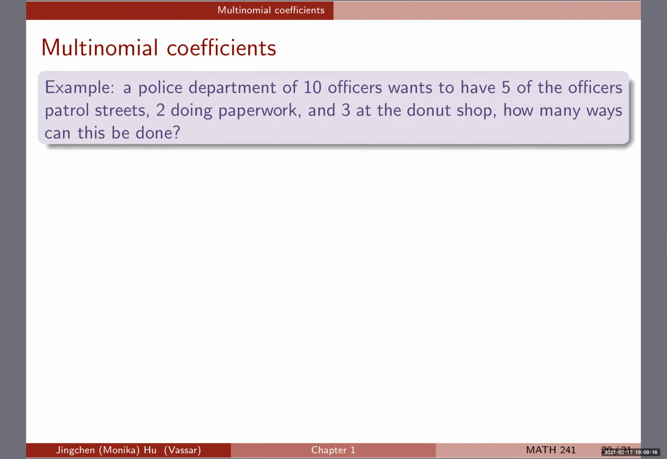Suppose a police department of 10 officers wants to have 5 of them patrol streets, 2 of them doing paperwork, and 3 of them at the donut shop. I guess everyone wants to be at the donut shop. How many ways can this be done?